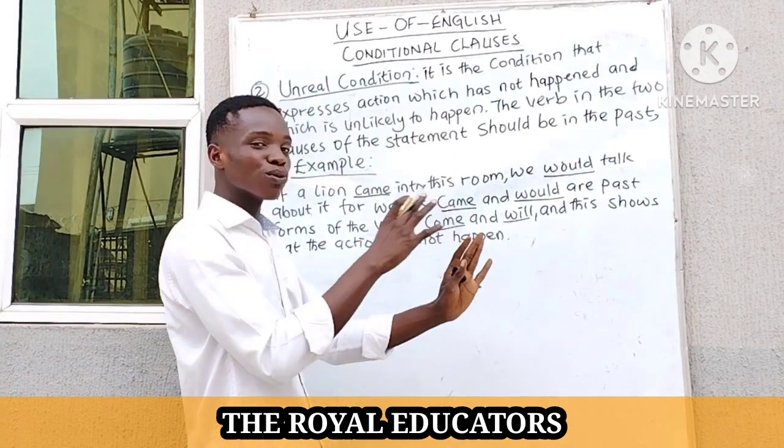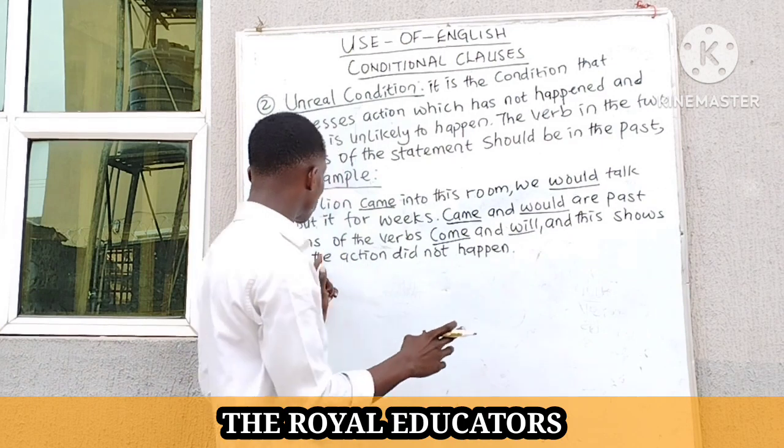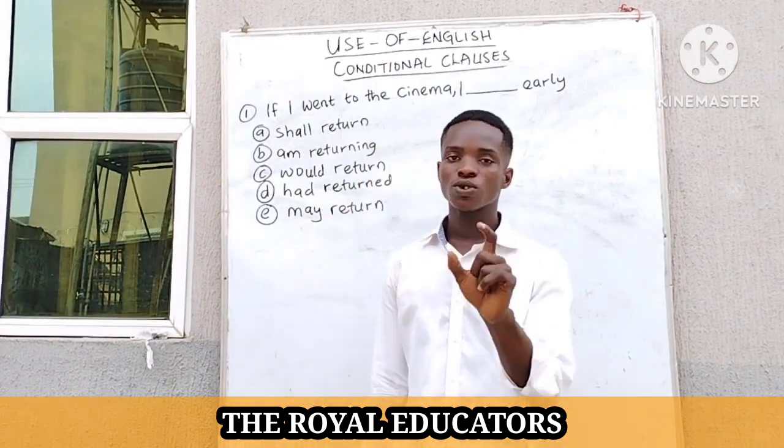And "come" and "will" depict a real condition. "Came" and "would" depict an unreal condition. And this shows that the action did not happen. Okay, now we are going to treat some questions.